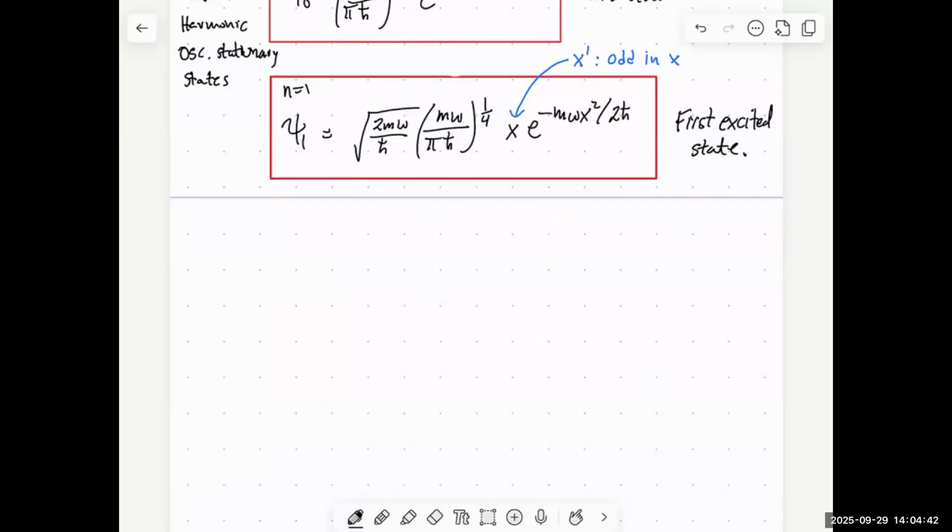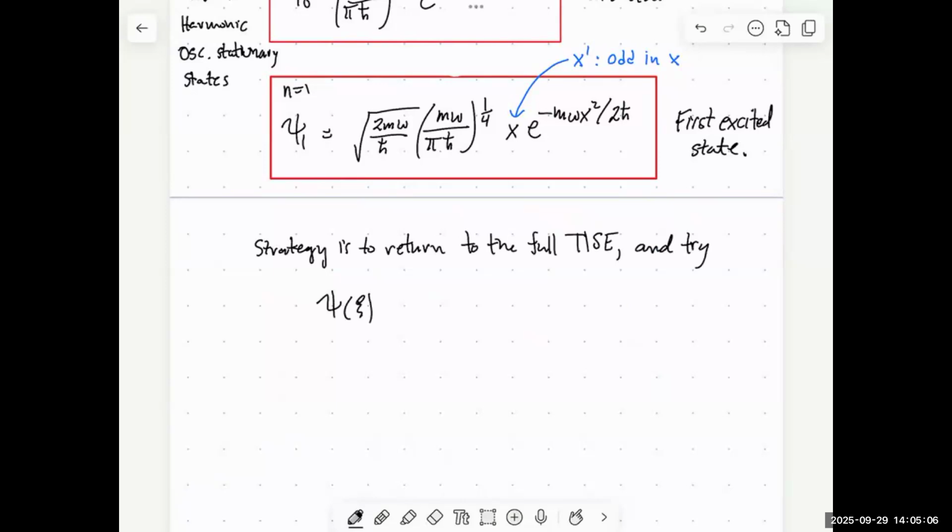Okay, so what we're going to do is the following. The strategy is to return to the full time-independent Schrodinger equation and try a solution for our stationary state that is of the form: it's going to have this exponential that we guessed is going to be part of the solution for large x, but we're going to have some other function of z that multiplies that. And we're going to try to figure out what this other function of z is.